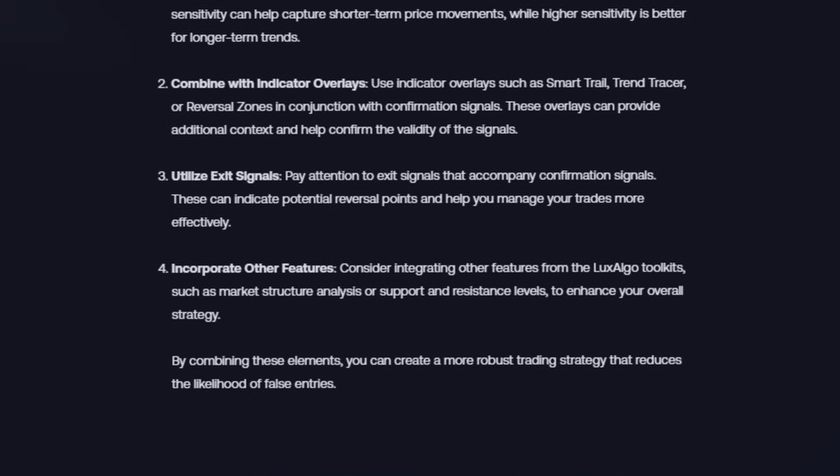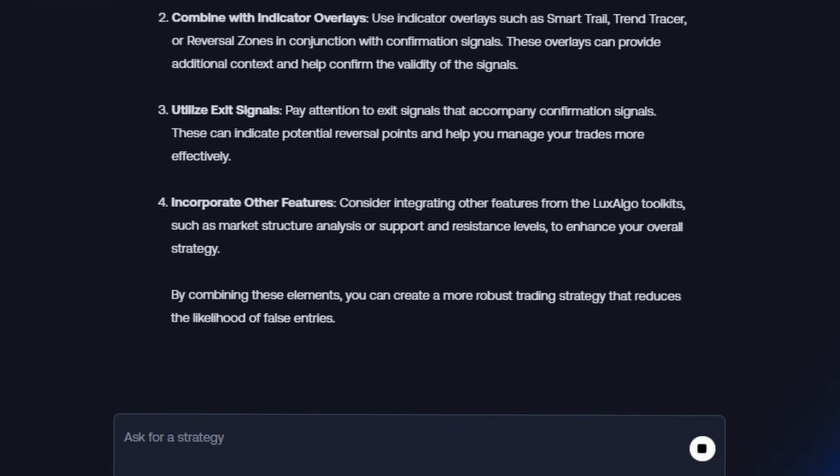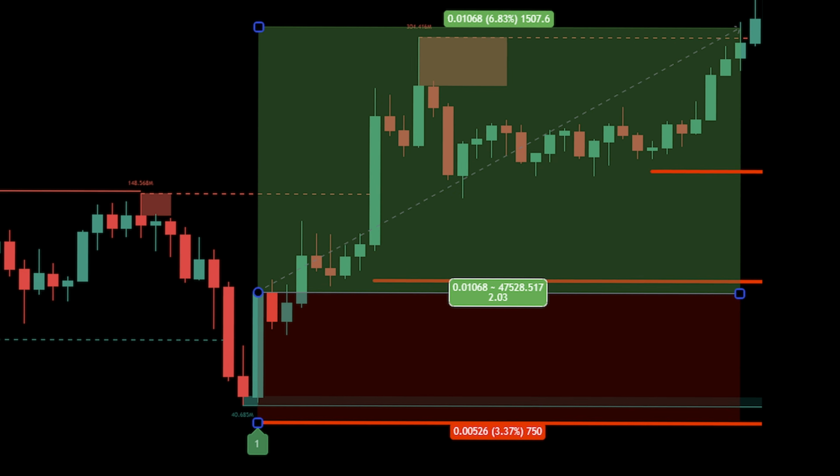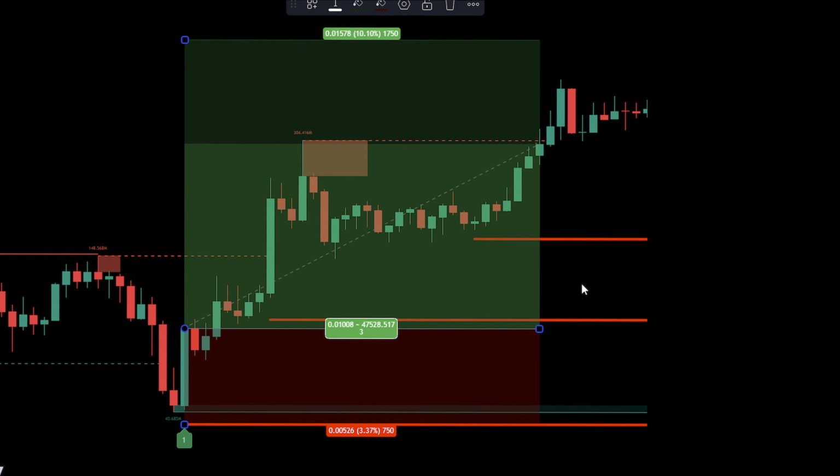But how does this AI advice translate into real-world trading? That's exactly what we'll explore today, breaking down how to combine confirmation signals with powerful tools for more precise entries and exits.